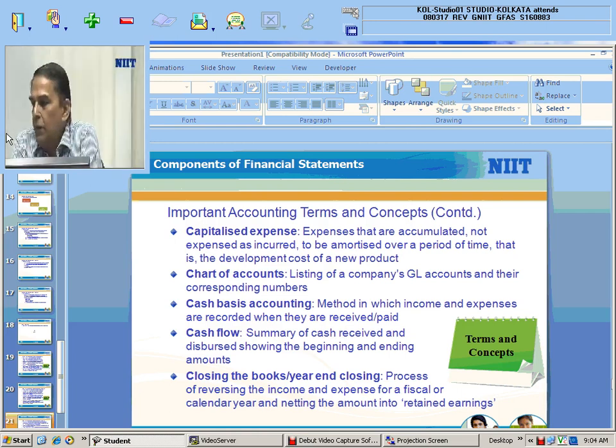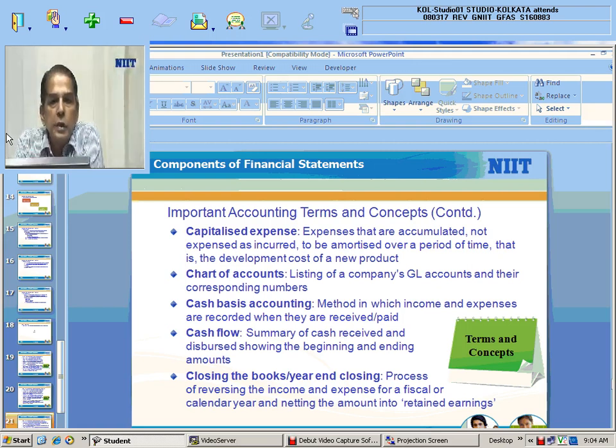So I will start from where we left off in the last session. Some of the important accounting terms and concepts we will discuss. One is capitalized expense.